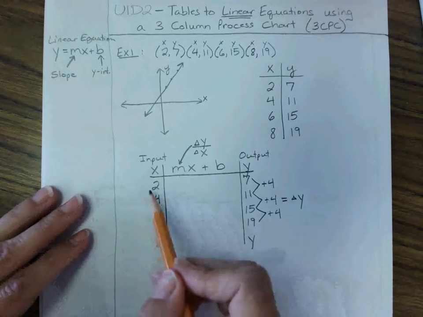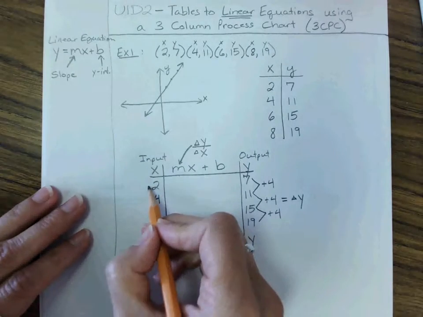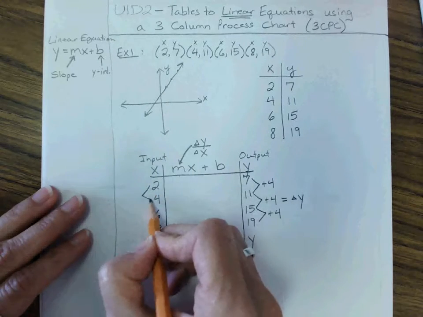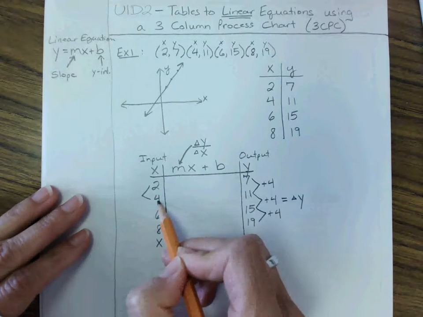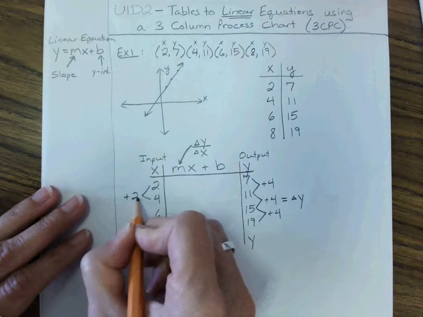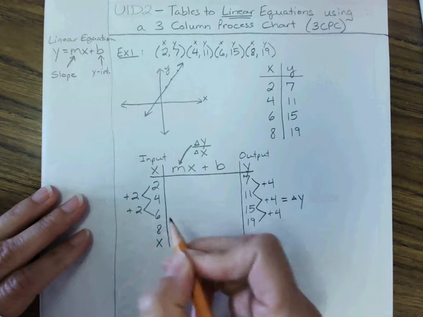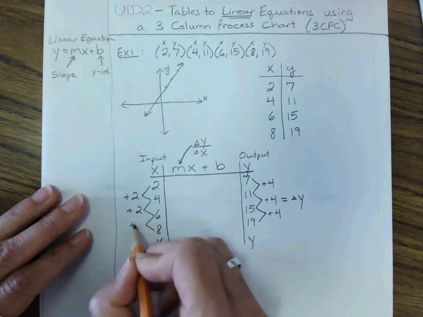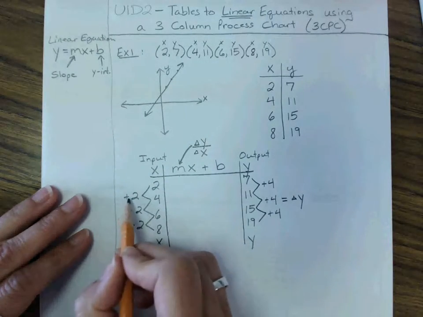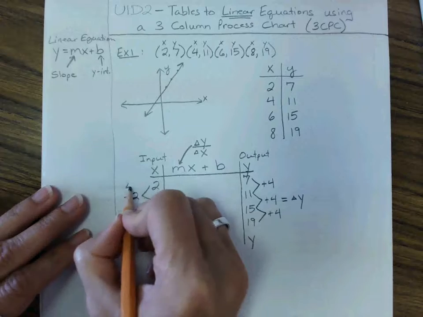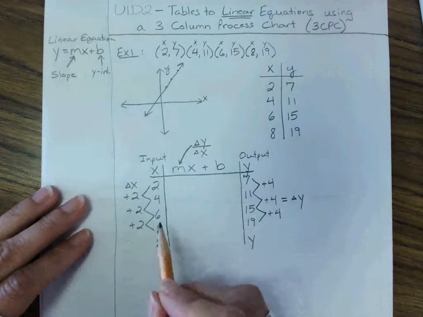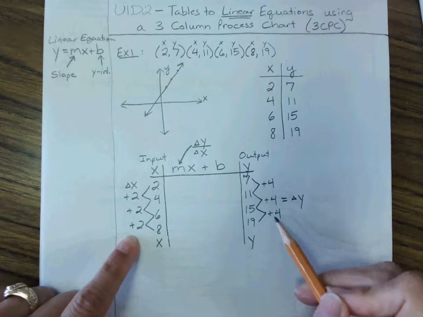Okay, my change in x on the other side here, I am going to do the same thing. So to get from 2 to 4, I have to add 2. To get from 4 to 6, I have to add 2. To get from 6 to 8, I have to add 2. So my positive 2, that is my change in x. Okay? So here's my change in x, here's my change in y.